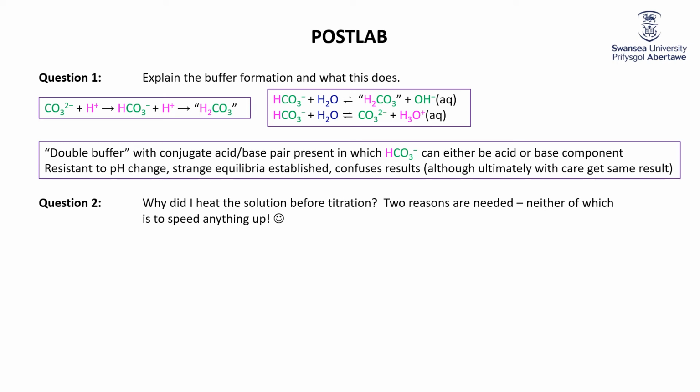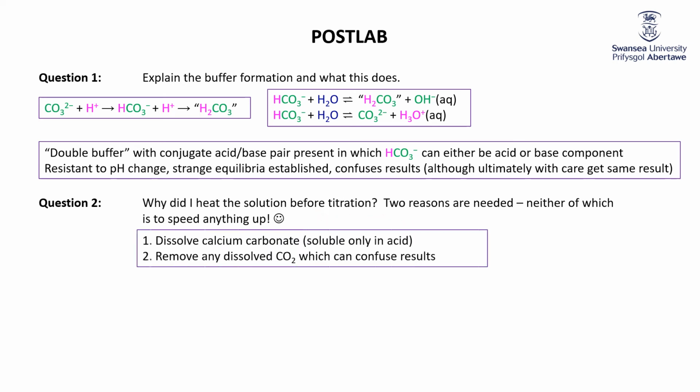Question 2, why did I heat it up before titration? And this was not to speed a reaction up. It is to help dissolve the calcium carbonate. Calcium carbonate, of course, is insoluble in water. It is soluble in the acid, which is why we add the acid straight to it. But we do want it all to be dissolved up in there. So good idea to heat it to help that. And then, of course, CO2 dissolved in water, right?